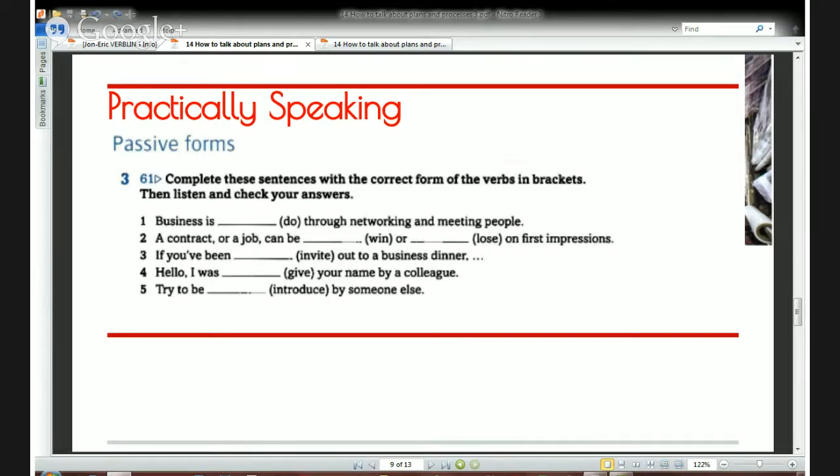Lose, lost, lost, with a T. Lost. Clear? Okay. So the sentence you heard in the speech was, it's important to remember that a contract or job can be won or lost on first impressions. So notice we don't say can be won or can be lost.